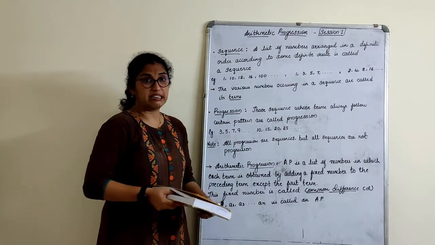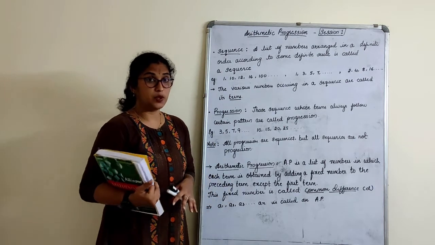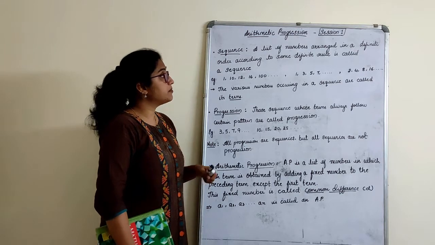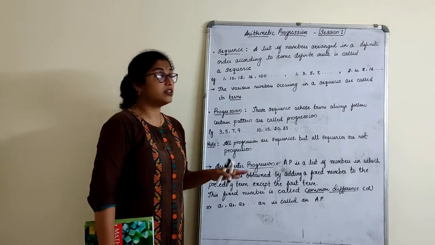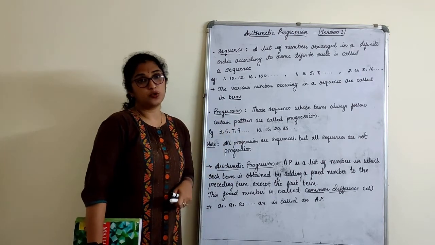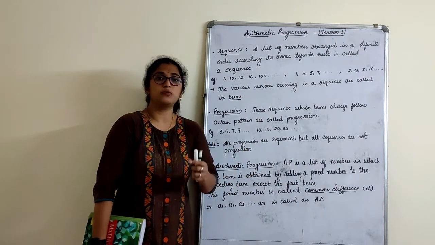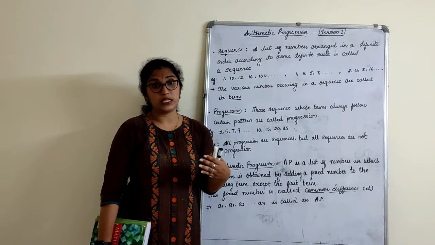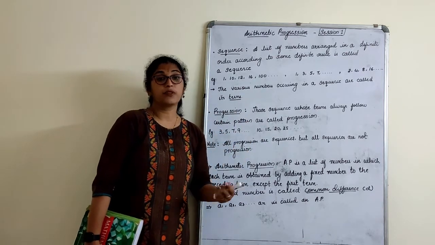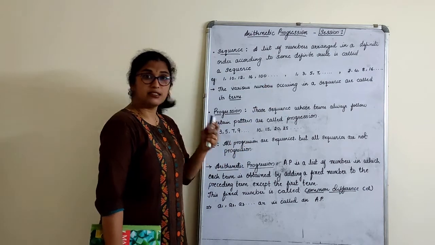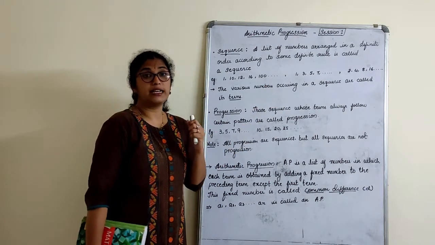Before we understand what an arithmetic progression is, let us know what a sequence is. A list of numbers arranged in a definite order according to some definite rule is called a sequence. In our classroom, your attendance is in a sequence order, that is alphabetical order. You stand in a line, that is height wise, right? That is some order we follow, that is called a sequence.